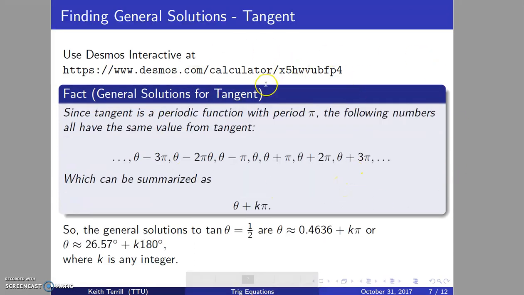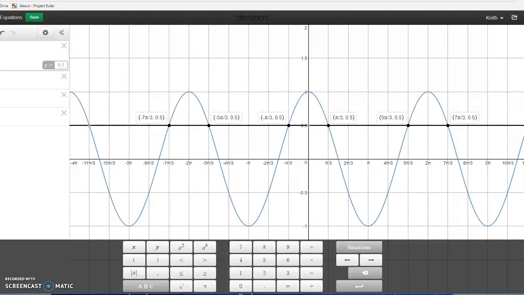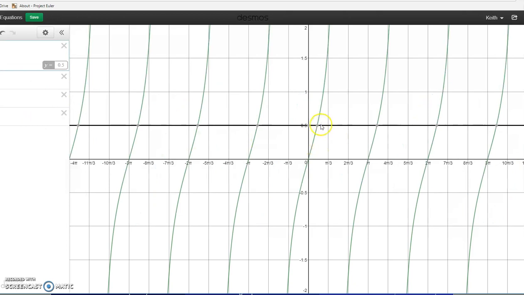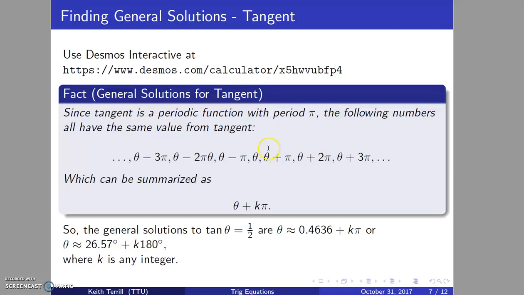And lastly, we have tangent. And tangent's actually not that bad, comparatively speaking, because tangent doesn't have a lot of tricks to it. Tangent is periodic with period pi, and so you don't have any of these issues. You just say, okay, I've got whatever works for arctangent, and then I'm just going to add every integer multiple of pi I want. So 0.4636 plus pi, plus 2 pi, plus 3 pi, plus 4 pi, all of those are going to be all of your solutions. And so that's how you would find tangent.